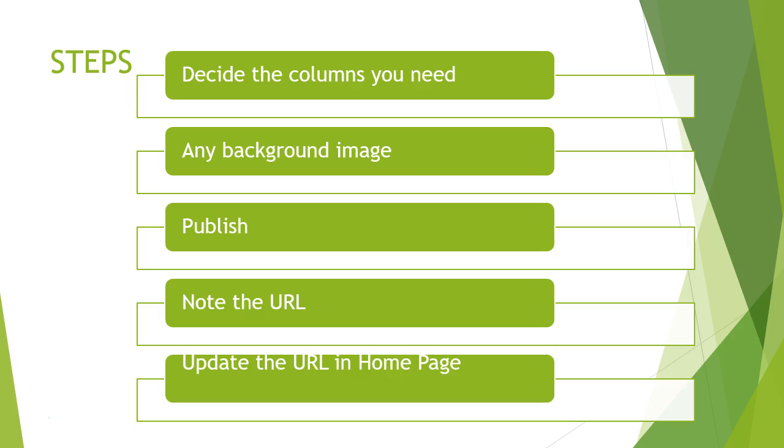After that, if you want, we can apply a background image. Then we publish the app and then we note the URL. We will modify the source attribute to the home page. We'll be adding a link to the home page that will let you order the fruits. So let's get started with the demo.